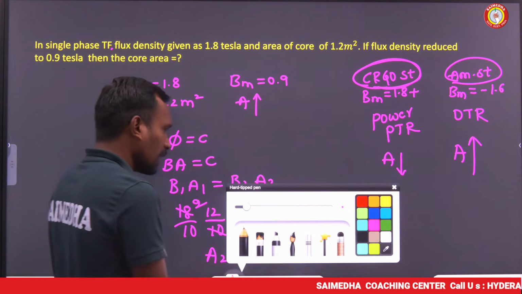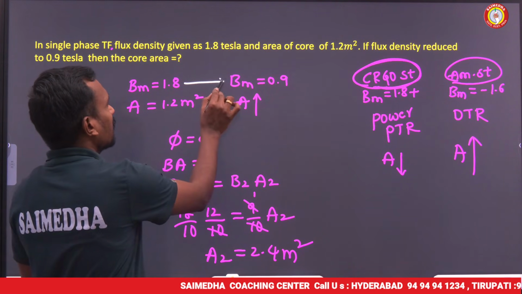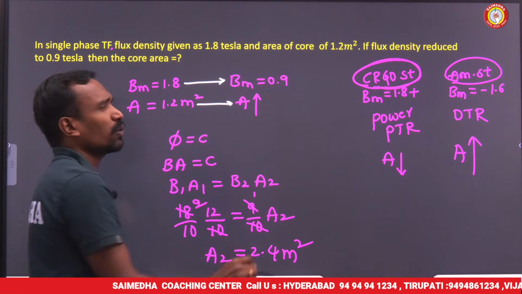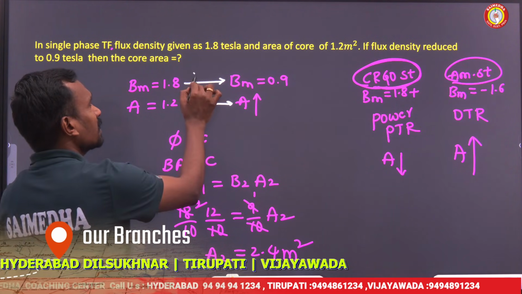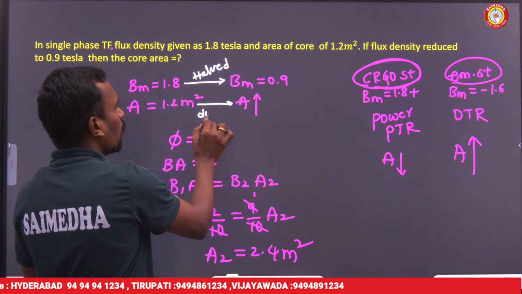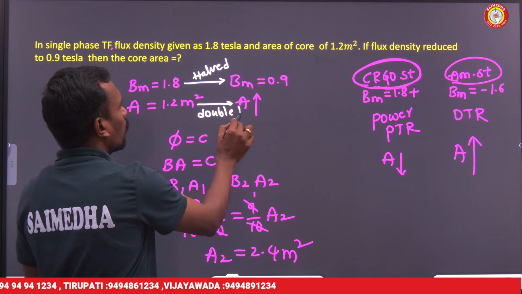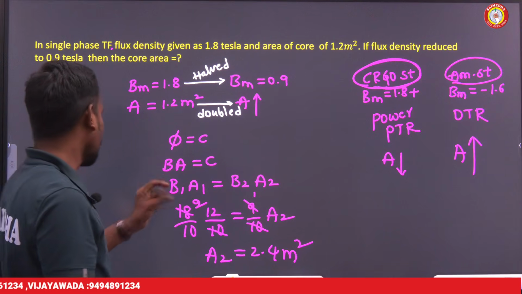Of course, if you have a good grip on the problems, when the flux density is doubled, the area of the core will be halved. That's it, very simple. If the flux density is halved, the core area will be doubled. That's it. Yes or no, guys?